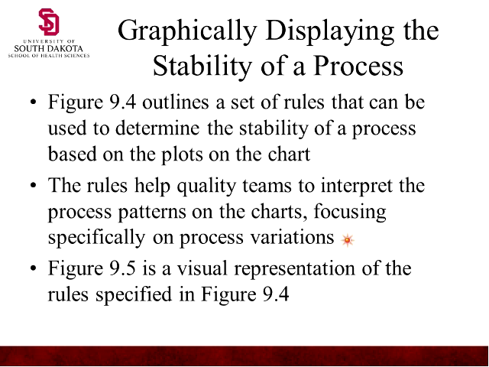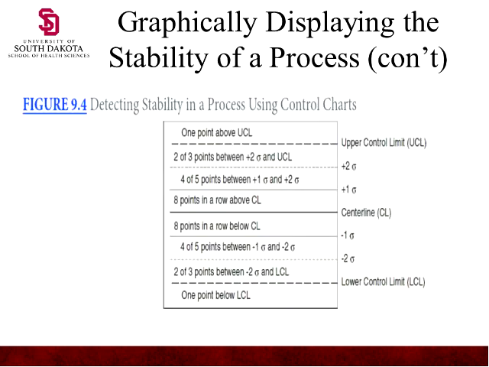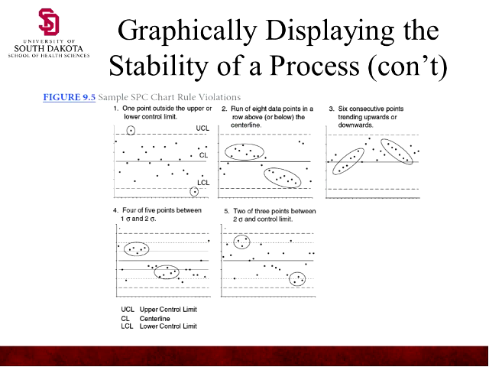And then figure 9.5, we'll see after that, is a visual representation of the rules applied to 9.4. So let's look at 9.4. We see here's the rules. And so here we see we're looking at detecting stability in a process. So there's our upper control limit, there's our lower control limit, and this means that anything that's 1 point above the UCL or below the LCL would be here, 1 point above the UCL would be here. There are 2 to 3 points here, 4 to 5 points here. You see all this. Now let's go to the next slide, which kind of explains this.